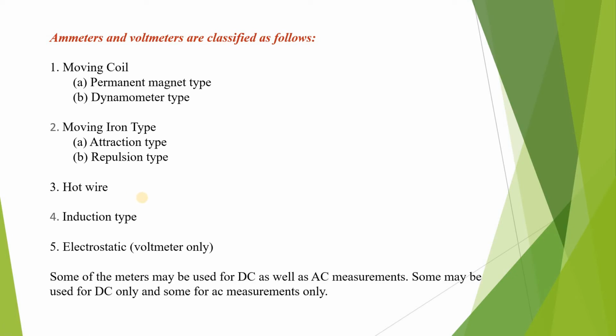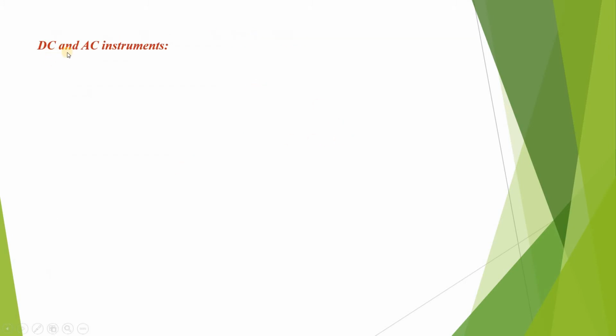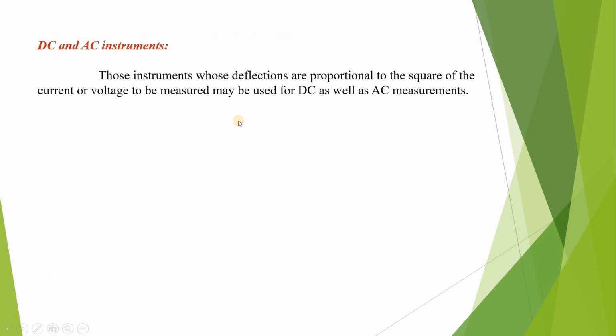Some of these meters may be used for DC as well as AC measurements. Some may be used for DC measurements only, and some for AC measurements only. Let's see what instruments are used exclusively for AC measurements, exclusively for DC measurements, and what measuring instruments are used for both AC as well as DC measurements. Let's see DC and AC instruments.